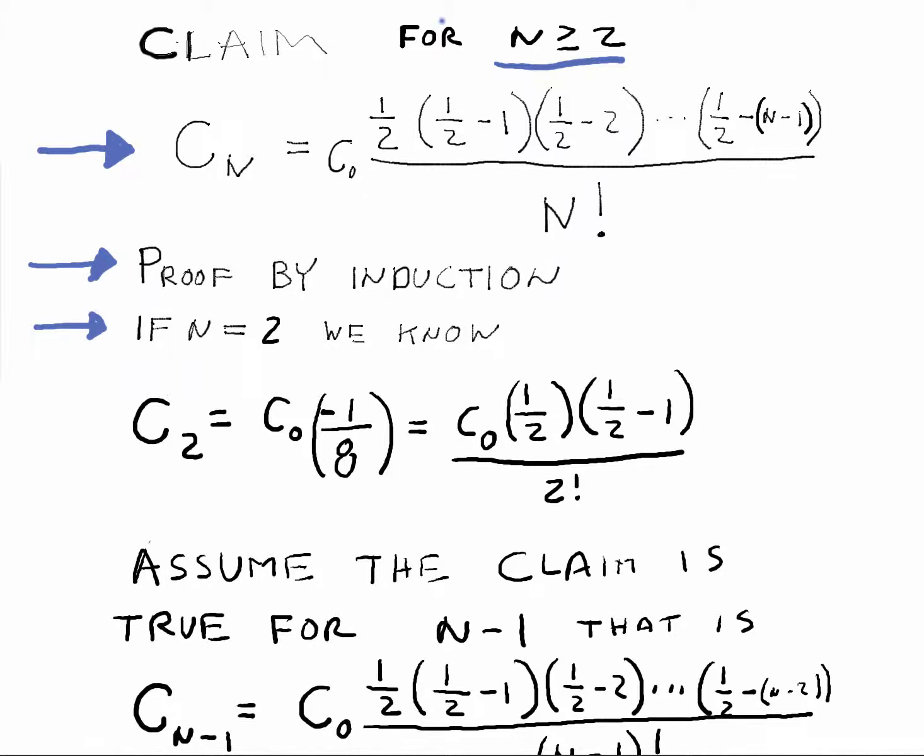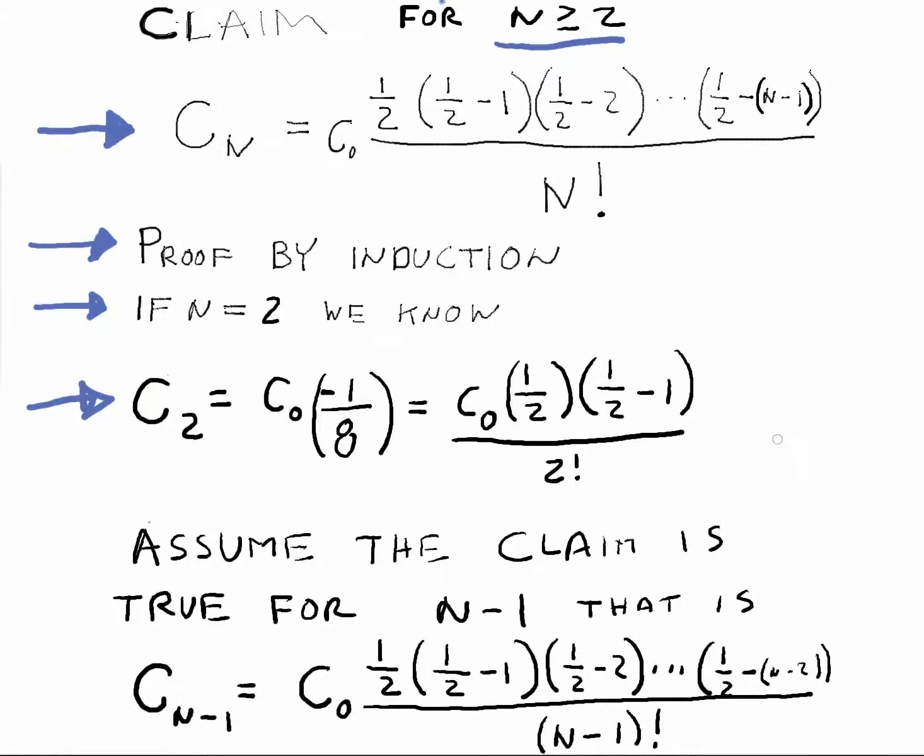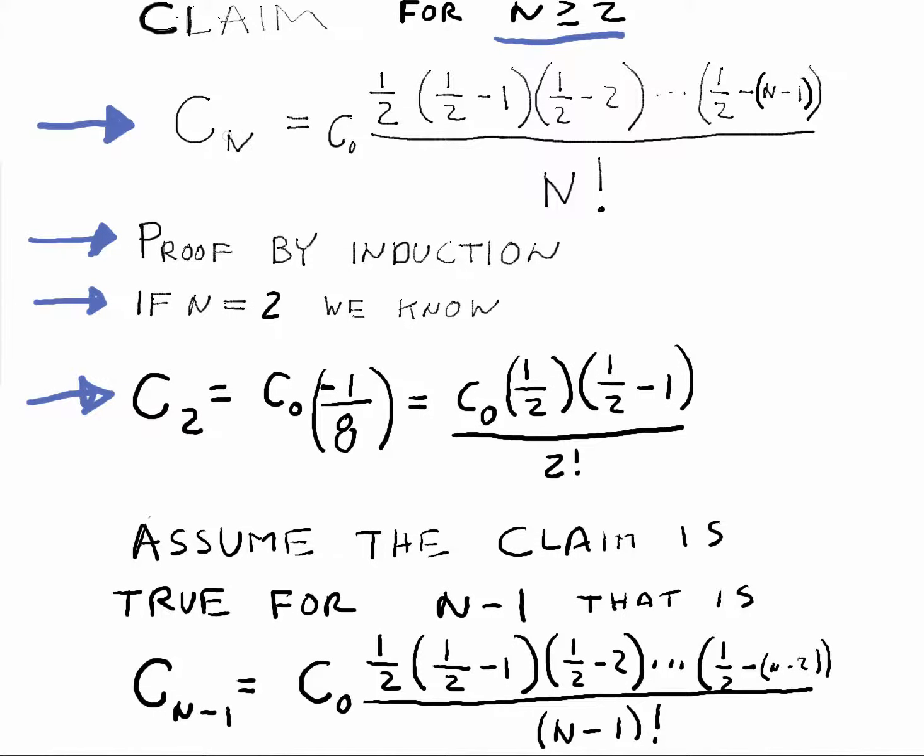So if n is equal to 2, we know from our calculations on the previous slide that C2 is actually equal to C0 times 1/2 times 1 minus 1 over 2 factorial. Well, that's correct. You can just look at it. Up in the numerator here, we have a minus 1/4. In the denominator, we have a 2. So that simplifies to minus 1/8. So our hypothesis is true when n is equal to 2.